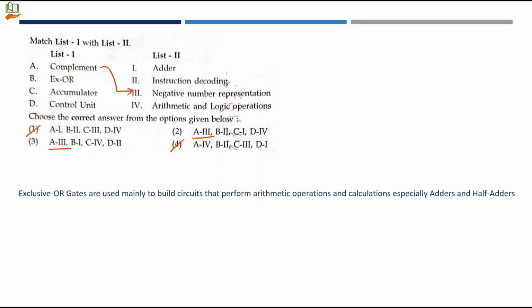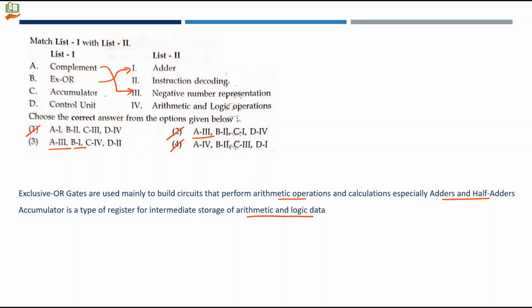What about XOR? XOR gates or exclusive OR gates are used mainly to build circuits that perform arithmetic operations and calculations, especially adders and half adders. You can map B to 1. B is 1 here, so we can also rule out option number 2. What about accumulator? Accumulator is a type of register for intermediate storage of arithmetic and logic data. Arithmetic and logical operations will be mapping to accumulator. C is mapping to 4.